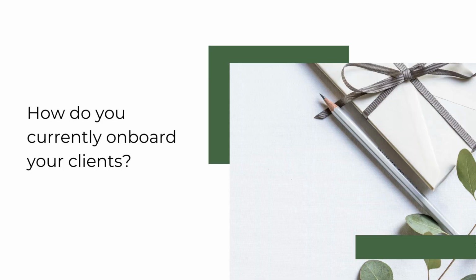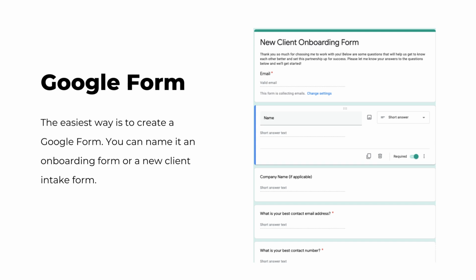There are a couple of ways to do that. The simplest way is just to use a Google Form. You can name it something like new client onboarding form or new client intake form. It doesn't really matter. As you can see, you can ask for the name, the company name, the contact emails and the contact number. Also, you can ask for the social media handles.